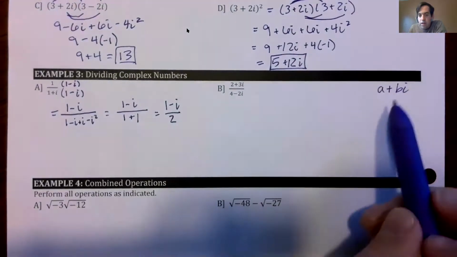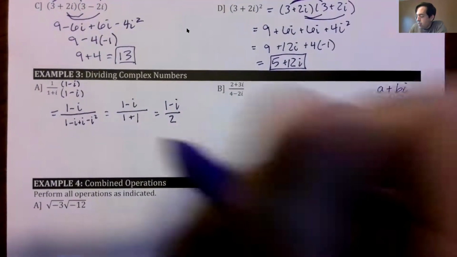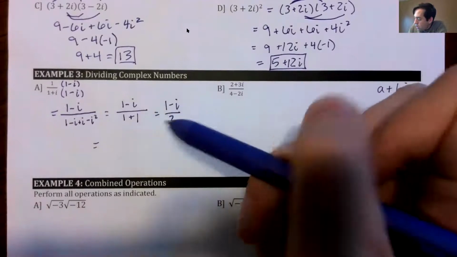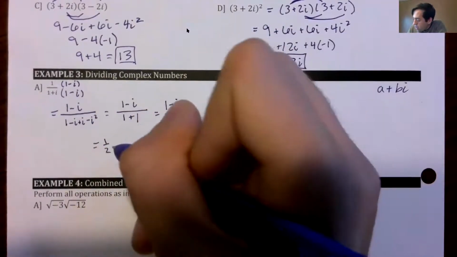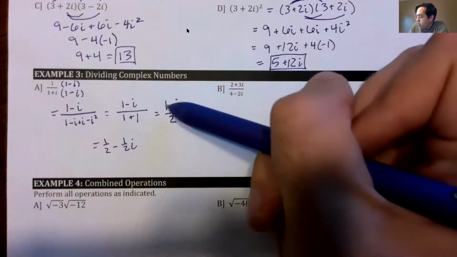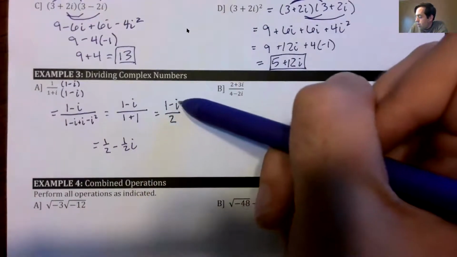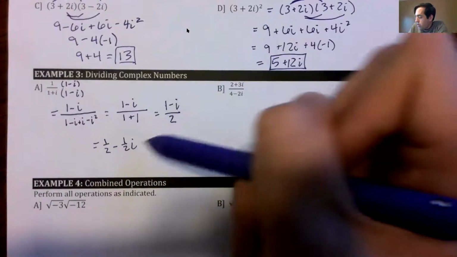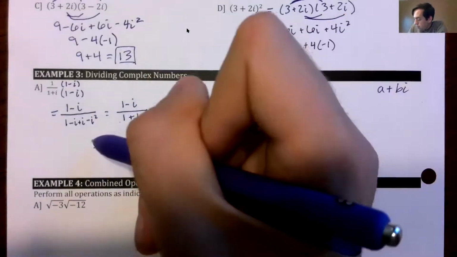And to officially write it as a plus bi, I'm going to separate this into 1/2 minus 1/2 i. So 1 over 2 and the i over 2 can be separated. i over 2 can be written as 1/2 i, right?